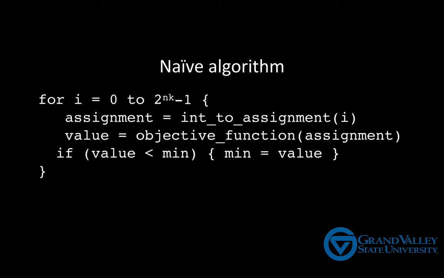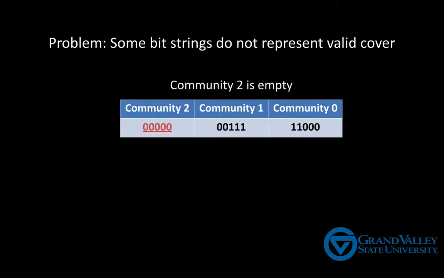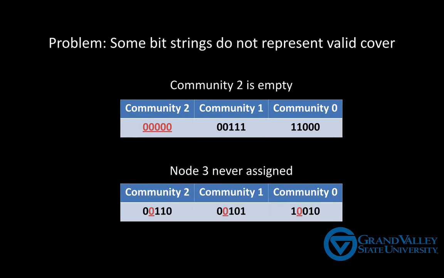This naive algorithm almost works, but it has a few problems. First, some bit strings don't represent a valid cover. For example, here, community 2 is empty. No nodes are assigned to it. Similarly, some bit strings fail to assign nodes to any community at all. In this case, node 3 is not assigned to any communities.